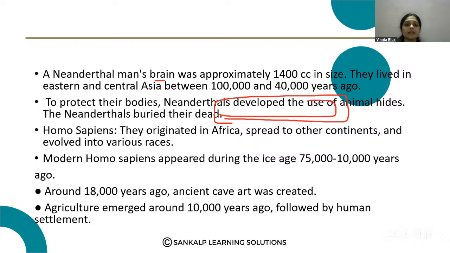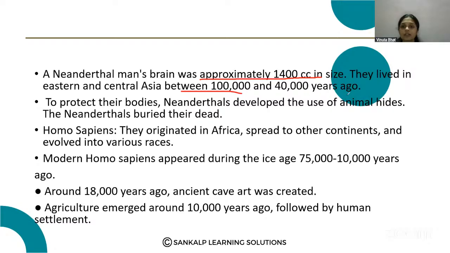Then Neanderthal man. The Neanderthal man's brain was approximately 1400 cc in size. They lived in Eastern and Central Asia between 10,000 and 40,000 years ago. So this Neanderthal man's brain capacity is 1400 cc in size.